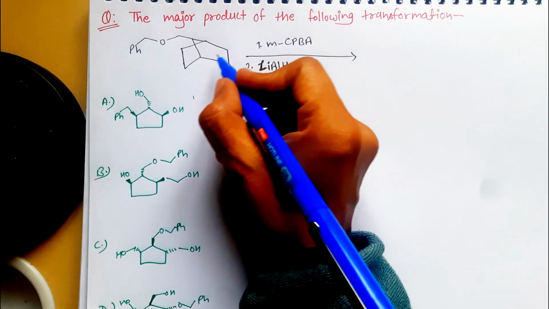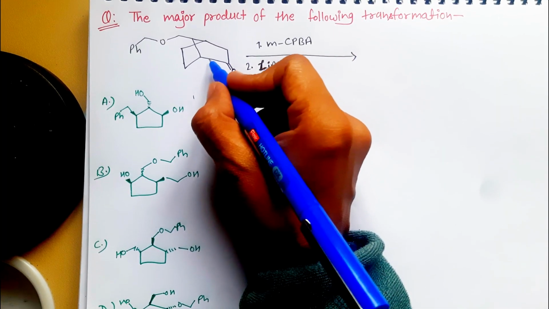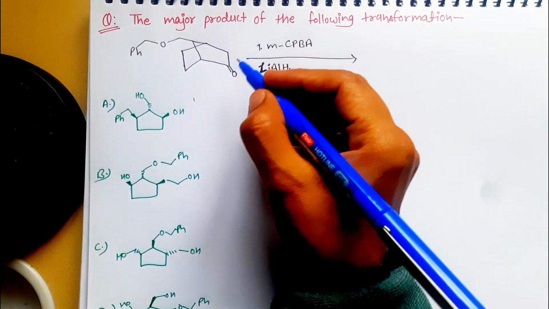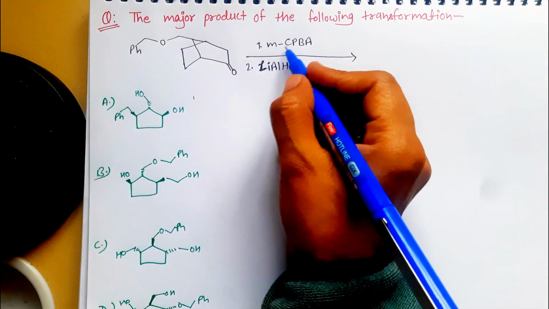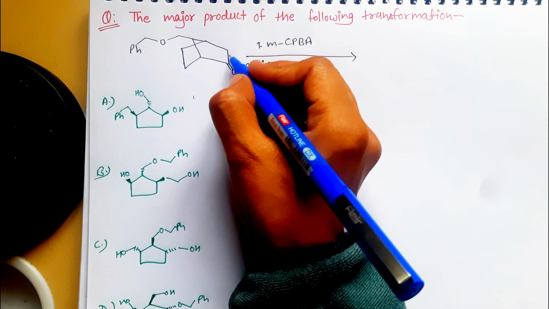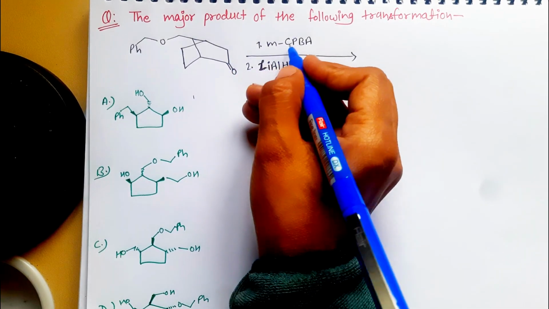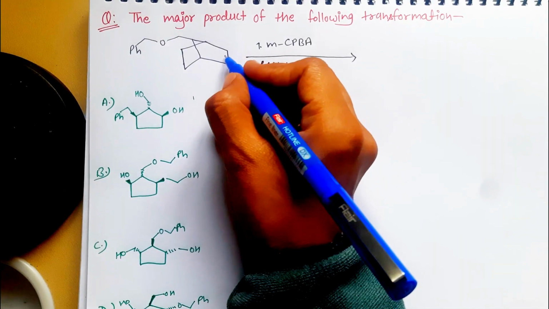If we know about metachloroperbenzoic acid, it adds one oxygen atom in between the carbon-carbon bond adjacent to the carbonyl group. So here we saw two carbons are present attached to this carbonyl group. So metachloroperbenzoic acid attaches one oxygen here or here. If we follow the mechanism, we get our answer where metachloroperbenzoic acid adds oxygen to this carbon atom or this carbon atom.